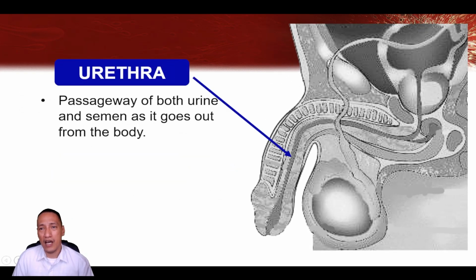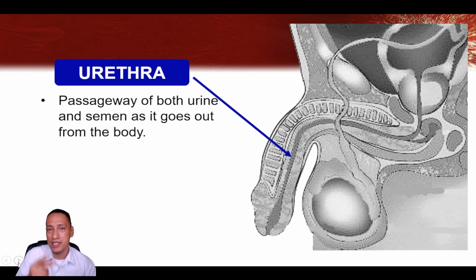Urethra. Urethra is the passageway of both urine and semen as it goes out from the body. Ibig sabihin, ito yung parang daanan ng liquid mula sa loob ng katawan natin. Pwedeng urine, or ihi sa Tagalog, or yung semen na ilalabas ng lalaki para madala yung sperm cell doon sa egg cell ng babae.